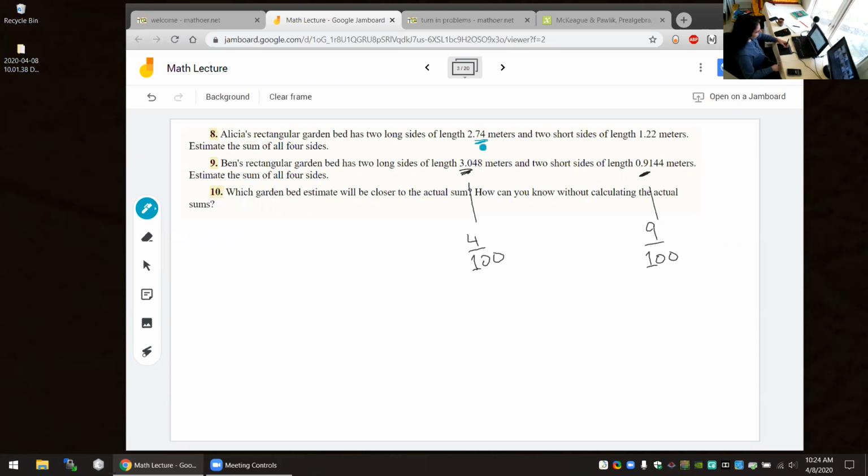This one, we're off by about 3 tenths, going from 0.7 to 3. And from here by about 2 tenths, going from 0.2 to 0. So Alicia's numbers, when we round them to 3 and 1, we're going to be off by several tenths. Whereas Ben's numbers, when we round them to 3 and 1, we're only going to be off by a few hundredths each time. So Ben's estimate will be closer. Okay.